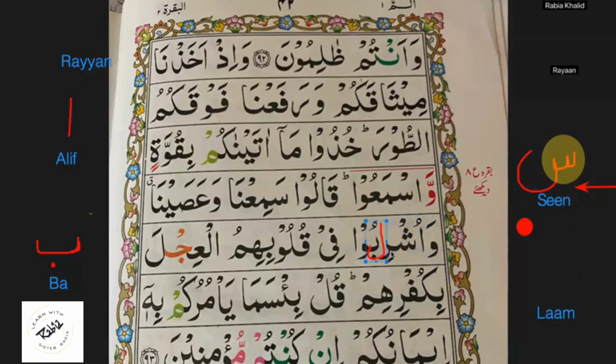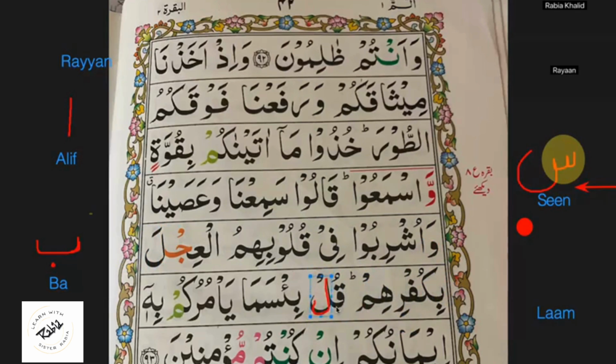Where is Laam? Where is Laam? Laam is right here, right? Okay, good job. Hey, where is Laam? Laam is right here. Sometimes the Laam doesn't even hide.